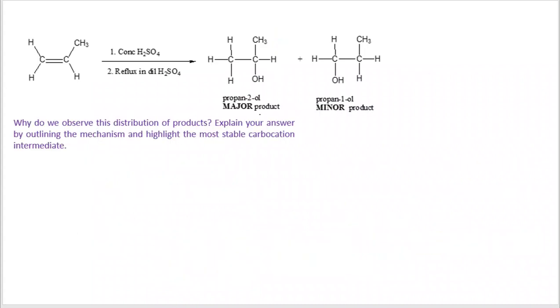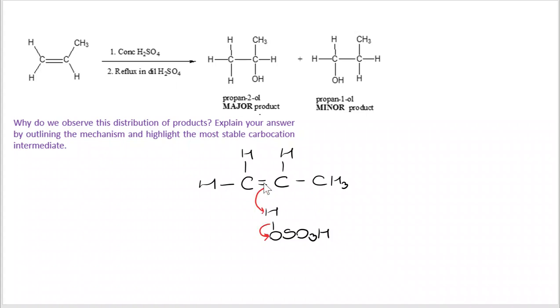So I want you to pause, have a go at this one. Why would we end up with the major and the minor product that we have here? And let's draw out the mechanism. Let's go through. I've got my propene drawn out. I've got my HOSO3H drawn out. My first arrow is going to go from the electron-rich double bond to the delta positive hydrogen. That means the HO bond is going to break, so those electrons move down to the O.